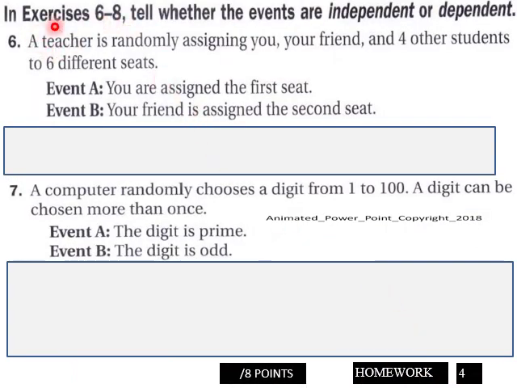Page 4, 6 through 8, tell whether the events are independent or dependent for these situations here. Number 7, same thing. A digit can be chosen more than once, so a computer randomly chooses a digit from 1 to 100. The digit is prime, the digit is odd. So tell us if it's independent or dependent for number 7 as well. You got 8 points here for page 4.